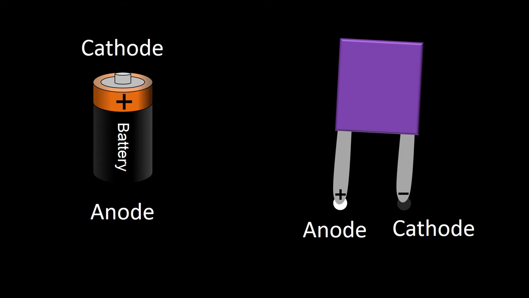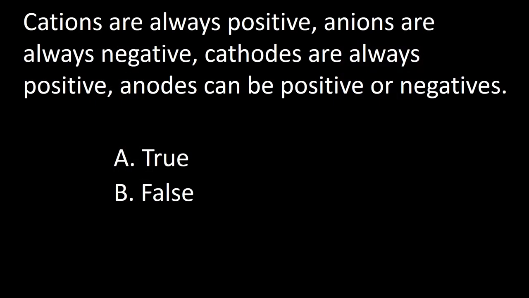The meaning of cathode and anode will change depending if we are referring to a battery or to a stimulator. In a battery, the cathode is the positive pole and the anode is the negative pole. In a stimulator, the cathode is the negative pole and is usually marked with black, and the anode is a positive pole and is usually marked in red. So the answer to this question is false.